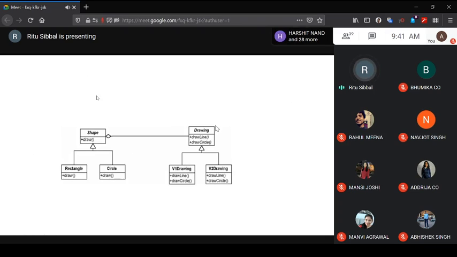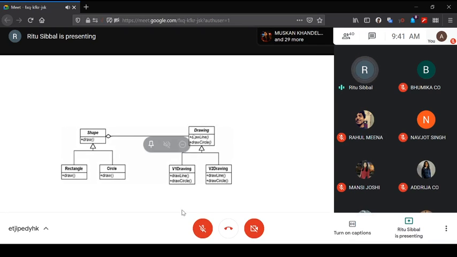So this is what we do. We let shape contain the drawing class. So we build up an aggregation between the shape and the drawing class. We have inheritance hierarchies. These are variations. So we have handled the variations independently and let the first class use the second class. Is that clear? Yes. Is that clear, how we are building the bridge pattern? This is the concept of bridge pattern.